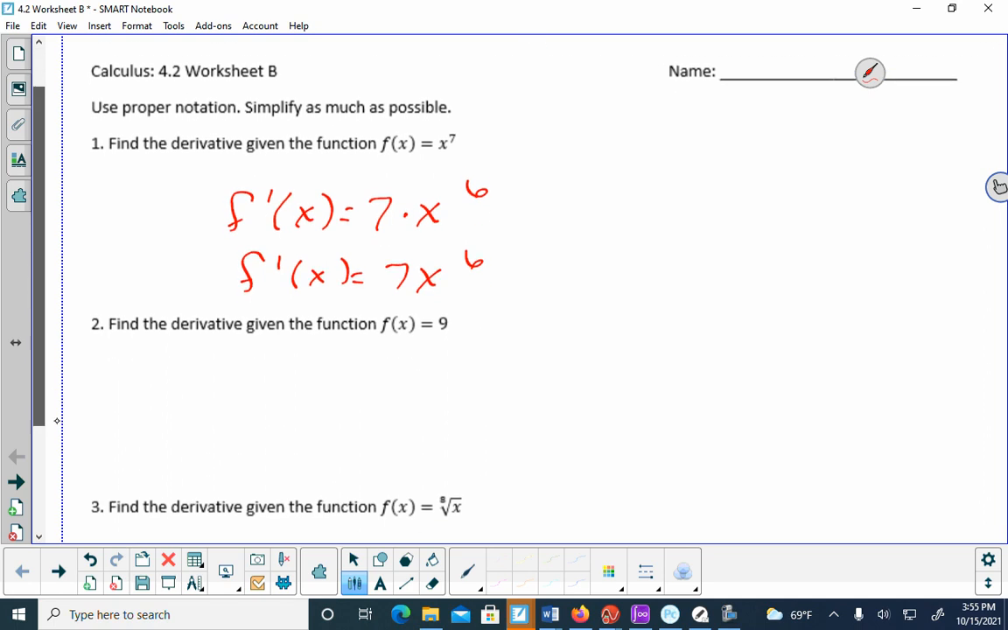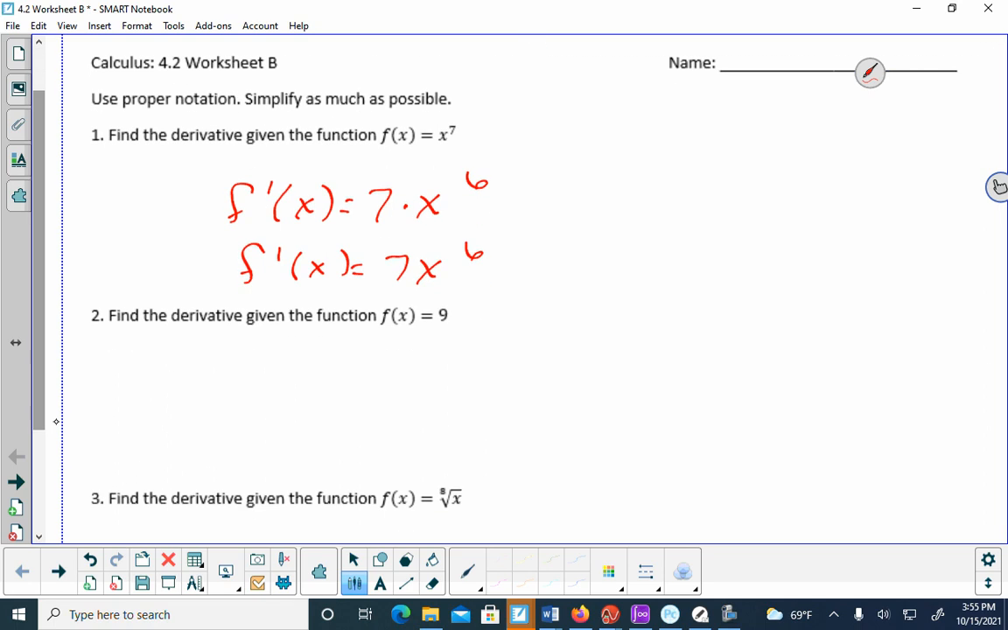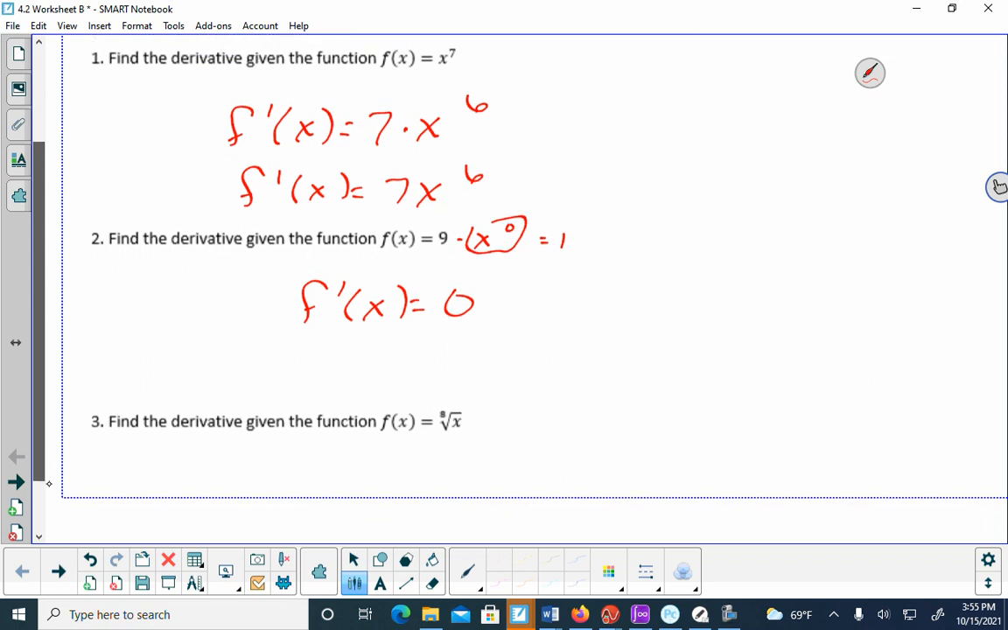The second one, I have a constant, so you can think of that as times x to the 0, because that is 1. Most people don't do that. Whenever they're finding the derivative of a constant, they just know that it's 0. That should make sense. If I were to graph f of x is equal to 9, I would have a horizontal line. If I have a horizontal line, the slope is always equal to 0.